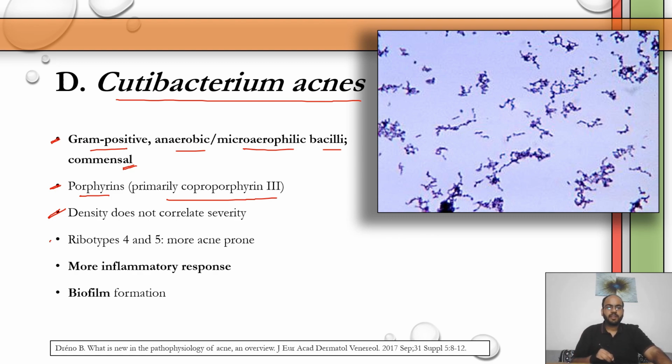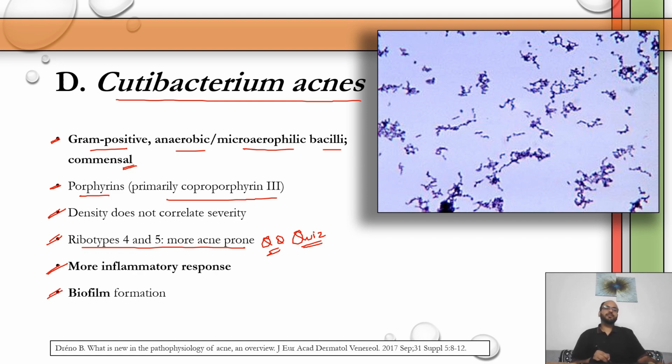Now, Ribotypes 4 and 5 are mentioned to be more acne prone. This is, I think, from Bologna or Rook's. I don't exactly remember the reference, but in one of the books it is there. And this could be a good quiz question, a good quiz question from the textbook. Now, the more the Cutibacterium, the more is the inflammatory response because more bacilli can activate the immunity.